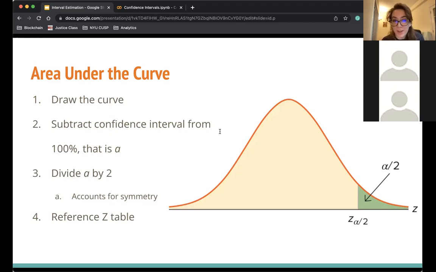So for the 95% confidence interval, alpha would equal 0.05 and alpha divided by 2 would be 0.25. And therefore we can use the Z statistic of 1.96, which is associated with 0.25 using the table or using Python just to get that exact value.